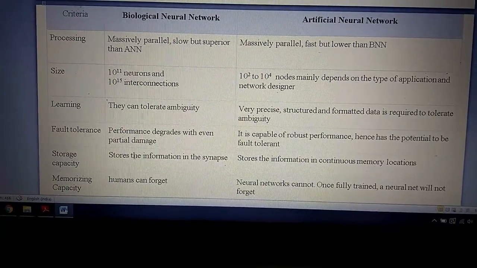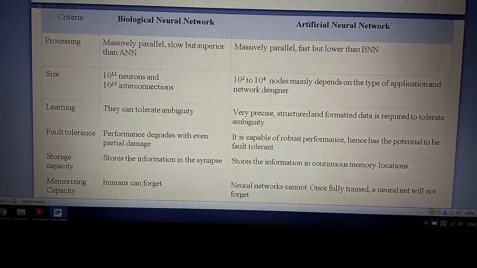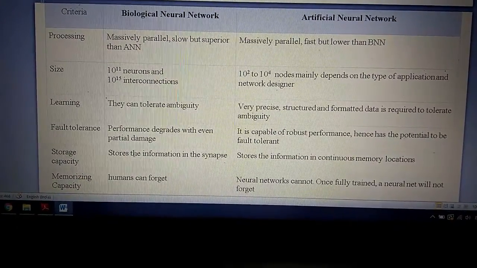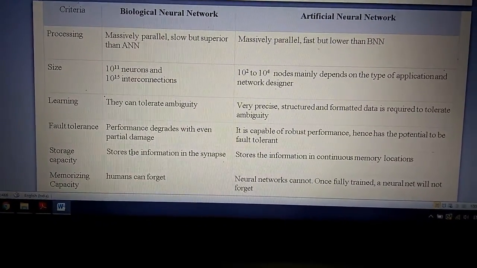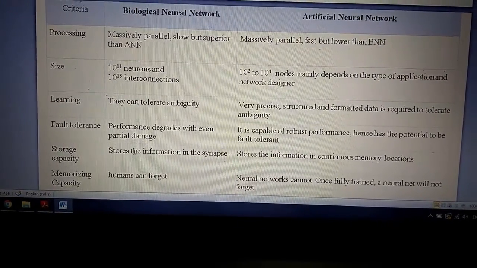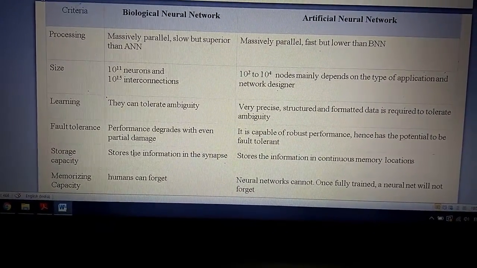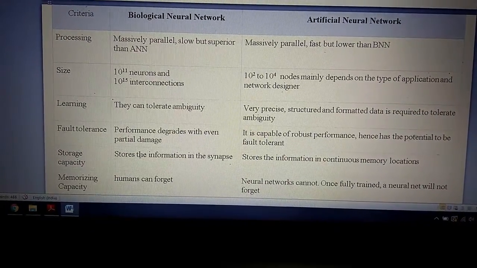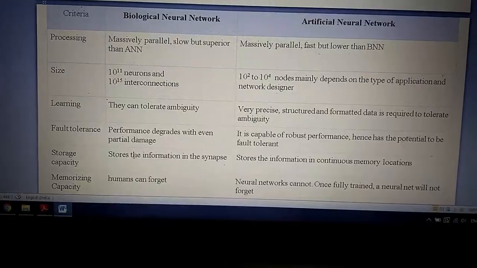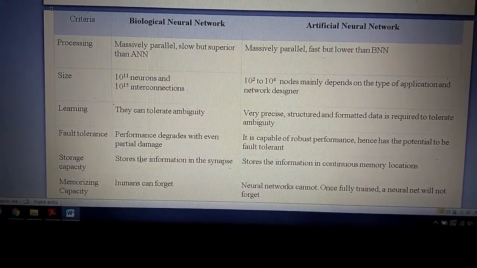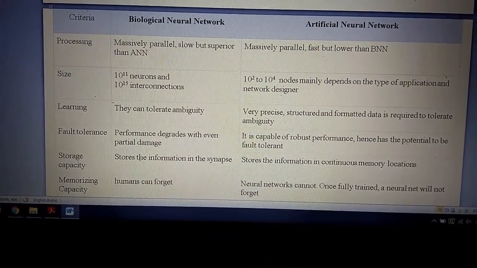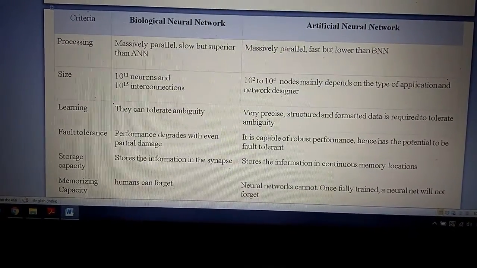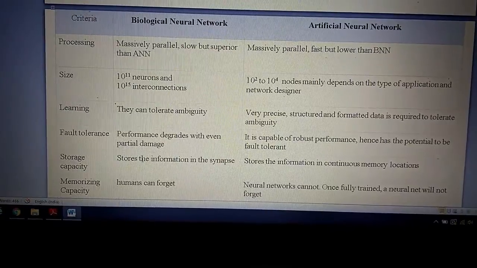It is slow but superior to the artificial neural network. In an artificial neural network also, processing is massively parallel, fast but lower than the biological neural network. What is the size of the biological neural network? It is 10 to the power 11 neurons and 10 to the power 15 interconnections. In an artificial neural network, the size of the network depends on the application for which you are going to design the ANN.